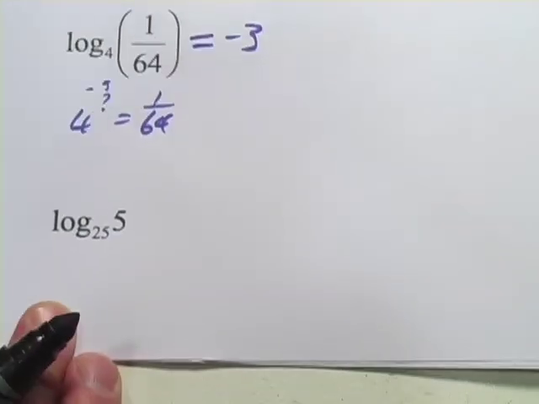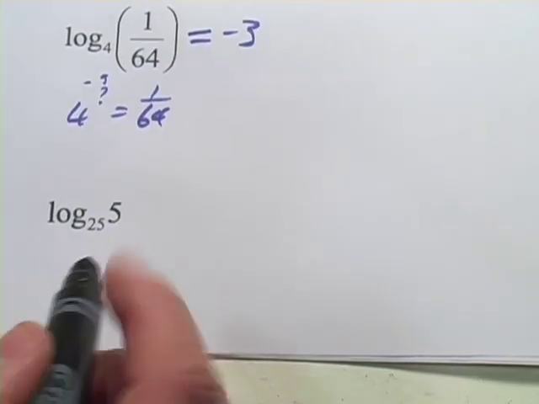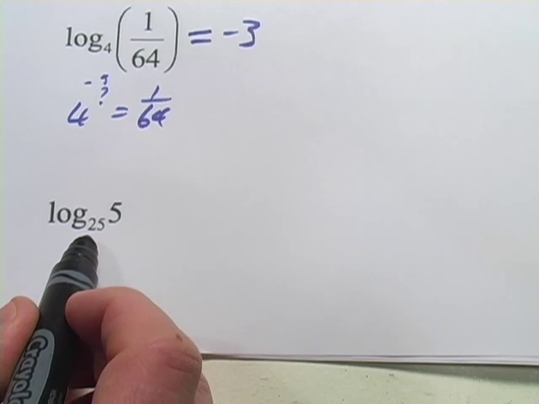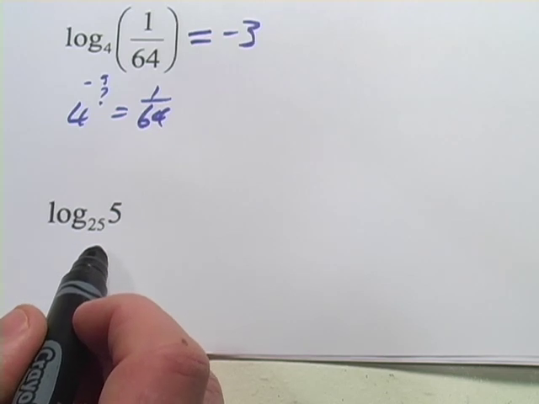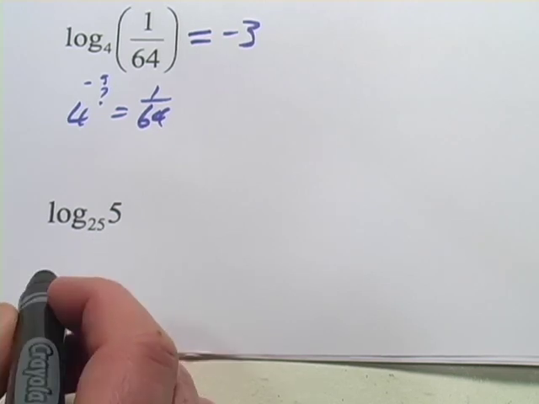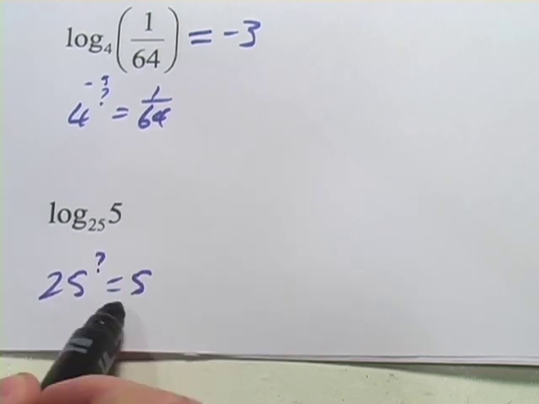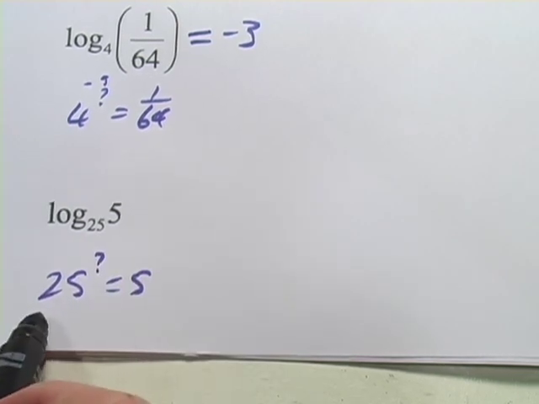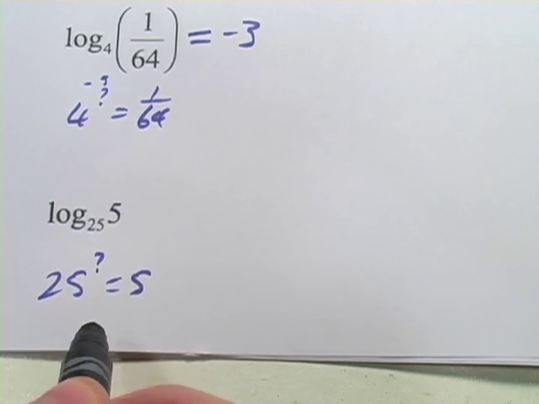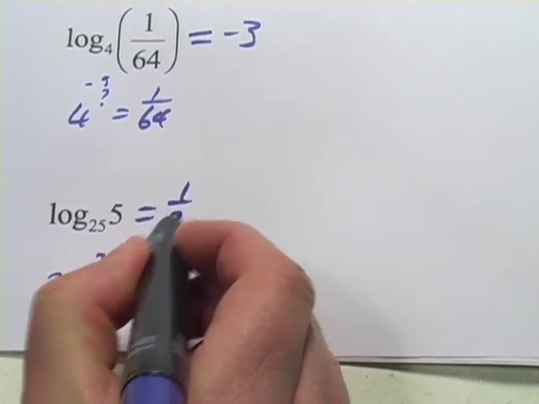Let's look at one more. This one says log base 25 of 5. So what power do you raise 25 to get a 5? Well, 5 is clearly the square root of 25, so we're raising it to the 1/2 power, which is the same as taking the square root.